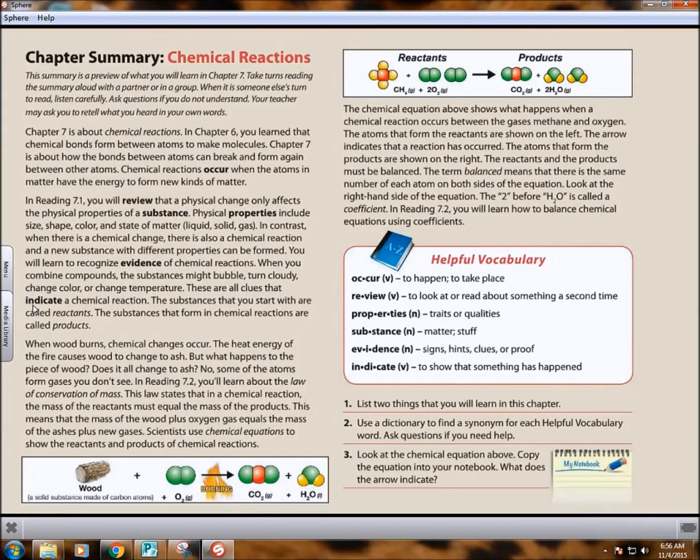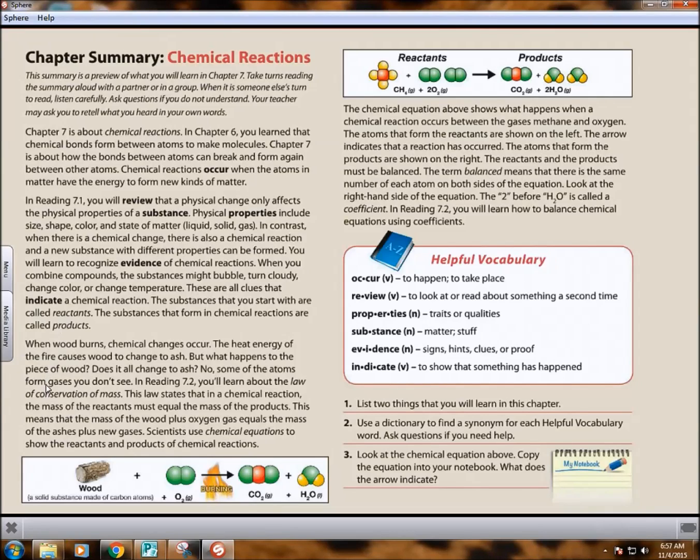The substances that you start with are called reactants. The substances that form in a chemical reaction are called products. When wood burns, chemical changes occur. The heat energy of the fire causes the wood to change to ash. But what would happen to the piece of wood? Does it all change to ash? No, some of the atoms form gases that you don't see.